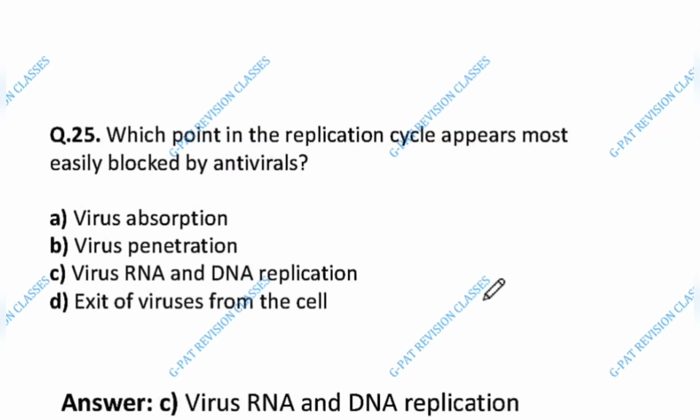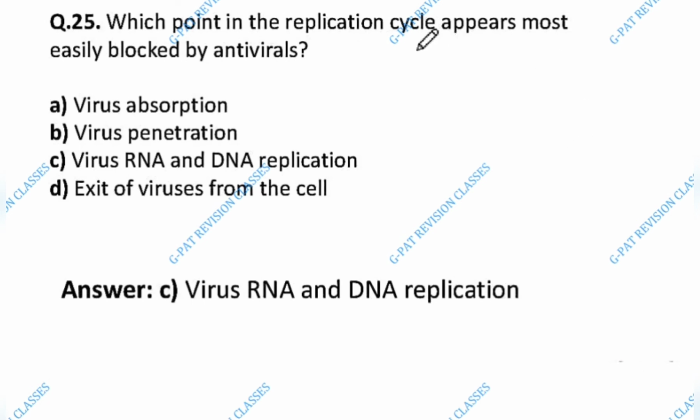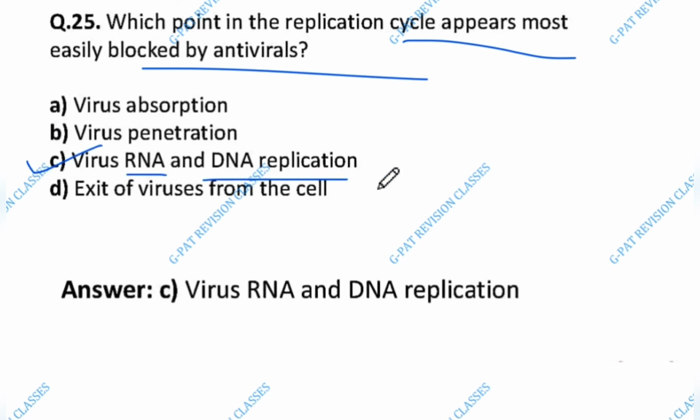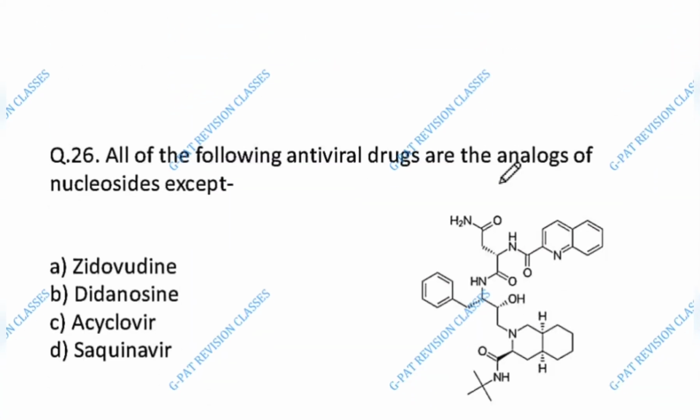Next is question number 25. Which point in the replication cycle appears most easily blocked by antivirals? The answer is C, viral RNA and DNA replication.